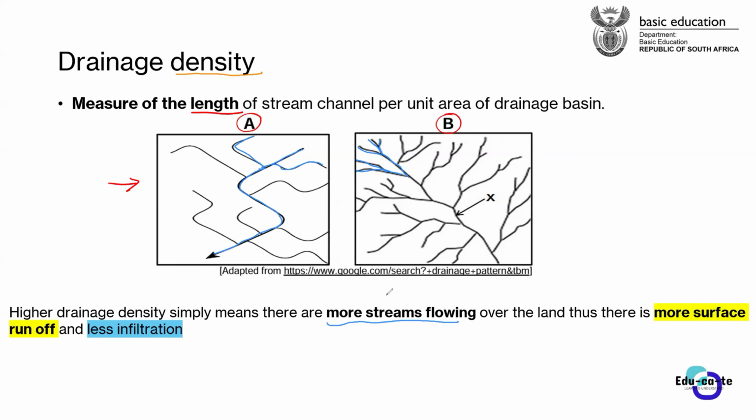We are measuring how many streams are found in a certain area. Now we can have two types of drainage densities, a higher drainage density and a lower drainage density. When we say that the stream channel has got a higher drainage density, it simply means that there are more streams that are flowing in that area.